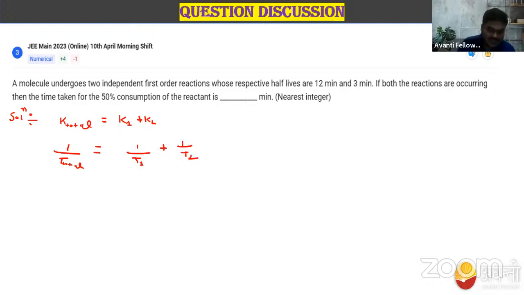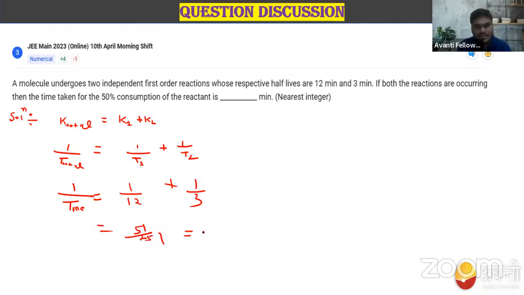And this equation reflects the fact that the reactant is disappearing more quickly than it would due to any single reaction. So substituting the values of half-life, 12 minutes and 3 minutes, into this equation, we will get this time. So 1 upon time is equal to 1 upon 12, T1 इतना given था, plus 1 upon 3, that is equal to 5 upon 12.